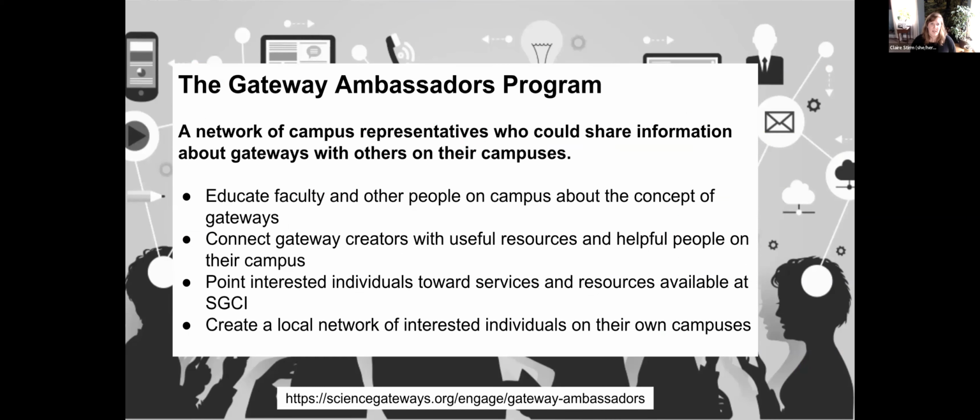Through the Gateway Ambassador program, we're really pulling together this network of campus representatives to share this information, educate faculty and other people on campus about the concepts of gateways, and point interested individuals towards services and resources available at SGCI and the partners and existing gateways that are a part of this community.